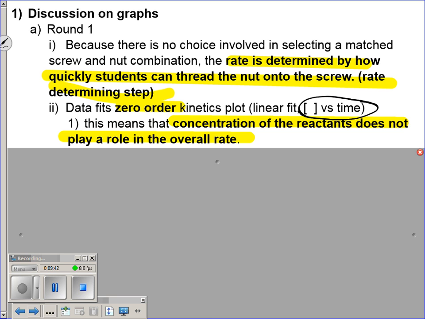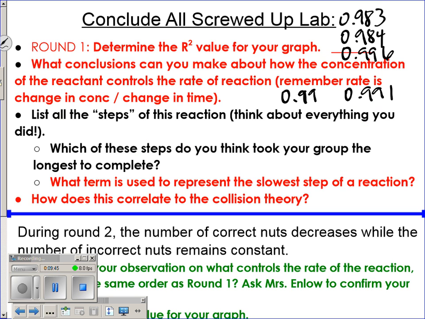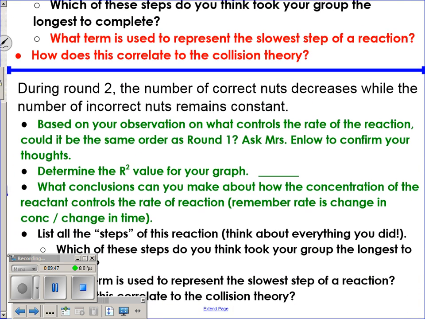Okay. So the next one, what kind of data did you find? So round 2, the number of correct screws, or am I calling this wrong? No, nuts, yeah. As you saw, I added your extra 10 nuts, right? You added those, you mixed them up, what happened to your rate over time? So tell me your R squared values. Let's do that first. Yeah, Jacob. 0.97. Can I get another? 0.97. Okay. What else?